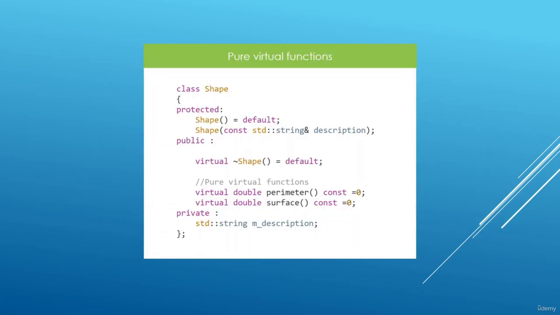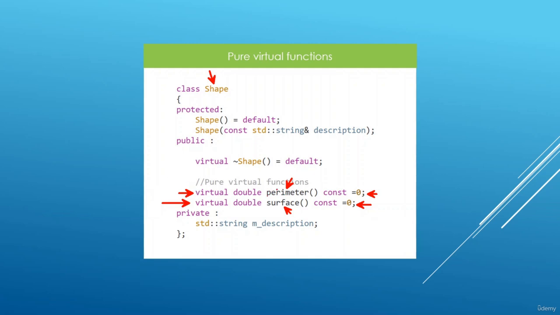Here we have a simple class, which is going to be our shape class. We are going to have two virtual functions. We're going to have the perimeter function. We're going to have the surface function. These are going to be virtual member functions, I should say. But we are going to make them pure virtual functions by using the syntax you see here. So we're going to append equals 0. And this is going to tell the compiler that these are pure virtual functions.